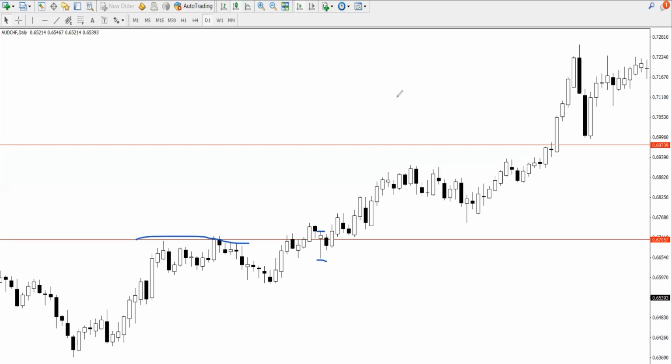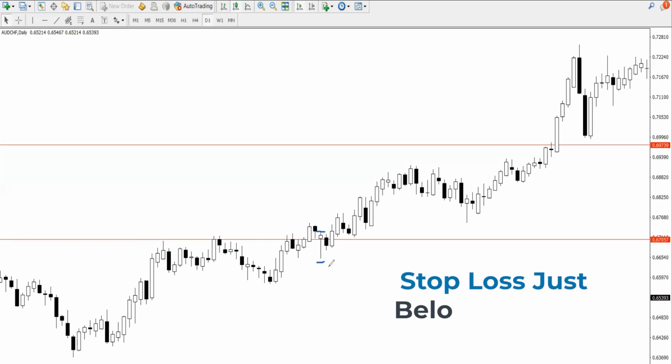Now, of course, there are other entry methods which I teach my clients, but that is the most generic and the safest way to enter when trading a reverse pin bar, is to simply place, in case of an uptrend, a stop order at the high and your stop loss just below the low of the pin.